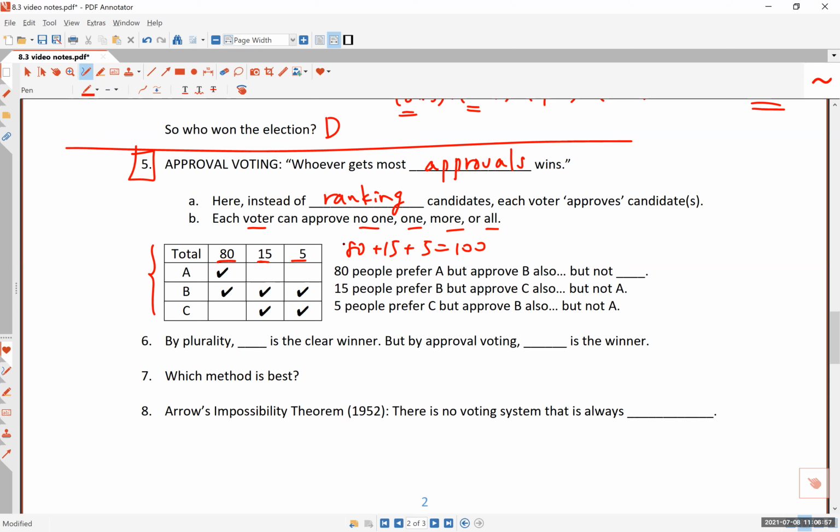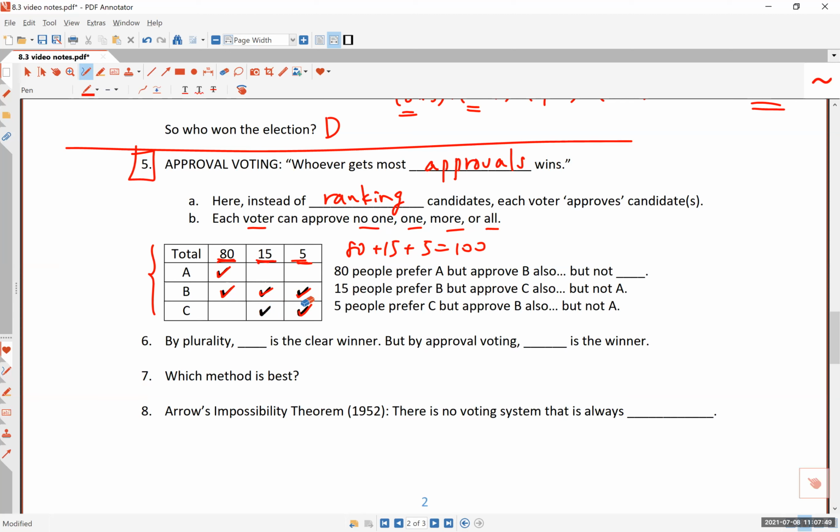Okay, and out of these, let's see, 80 people said yes, A is good, B is also good, but C is not going to be good enough. So 80 people voted for A or B. Now again, the people did not rank A, B, and C. 80 people simply approved A and B, but not C. 15 people approved B and C, but not A. 5 people also approved B and C. Okay, so that's a little strange. Let me check my notes here.